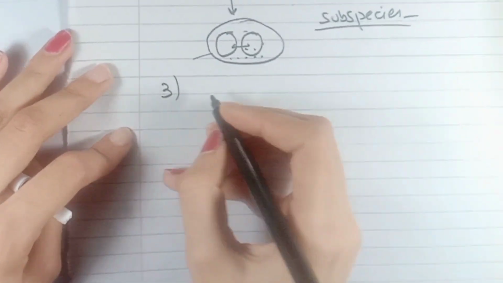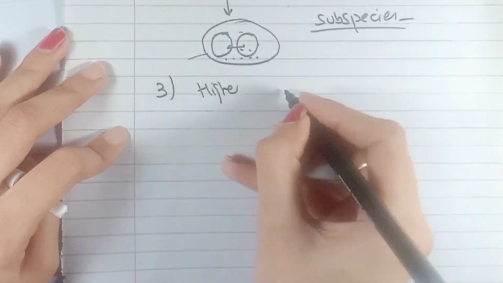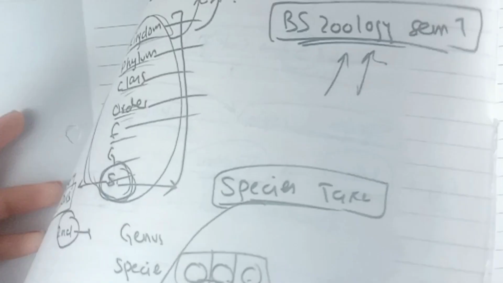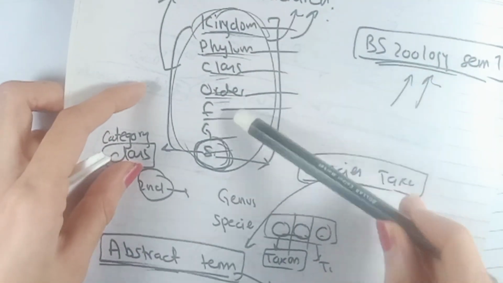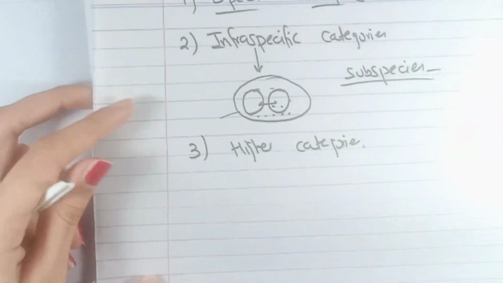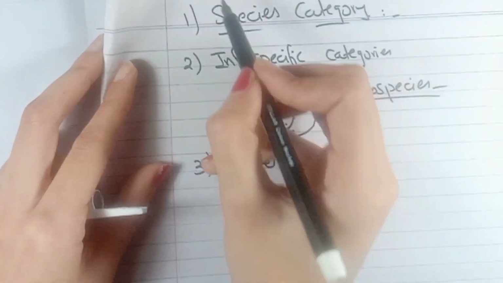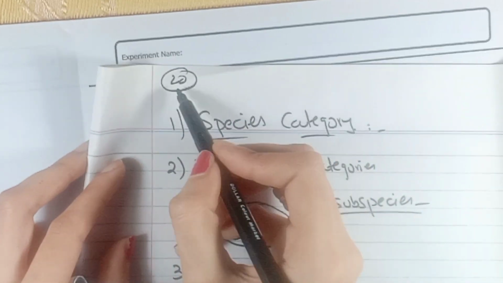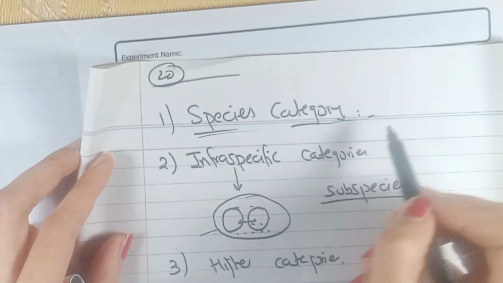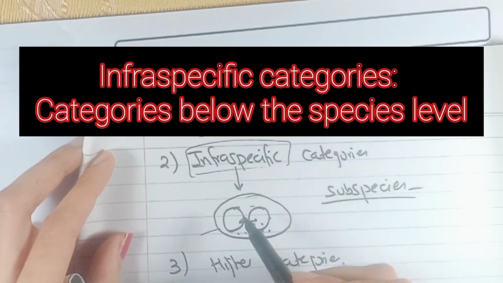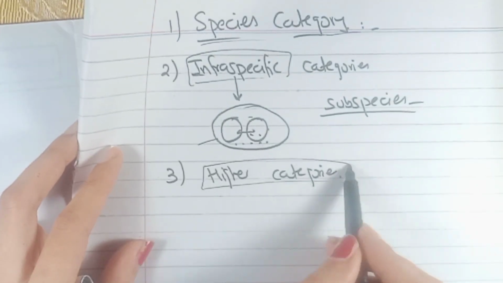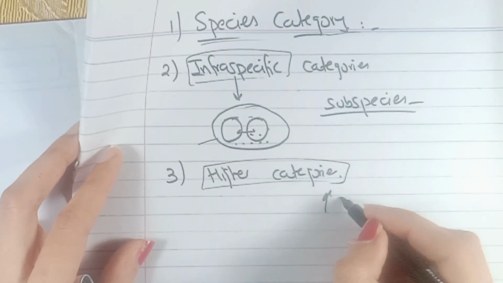And the third is the higher categories. Now, what are the higher categories? Higher categories are the categories above the species level. All right. So these are the higher categories. So we have divided the 20 categories into 3 groups: the species category, which includes the species taxa; the intraspecific categories, which are the distinguishable populations within the species; and the higher categories, which are the categories above the species level.